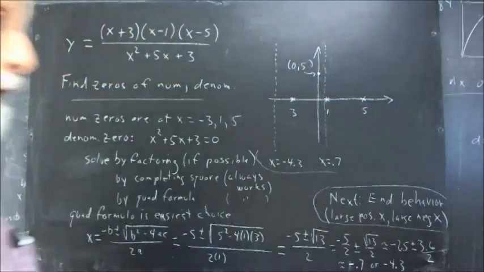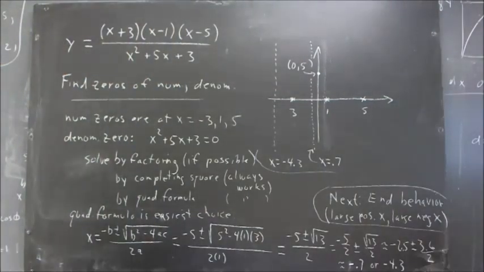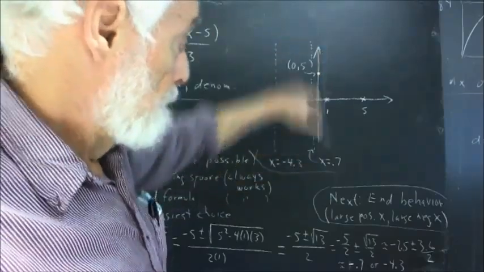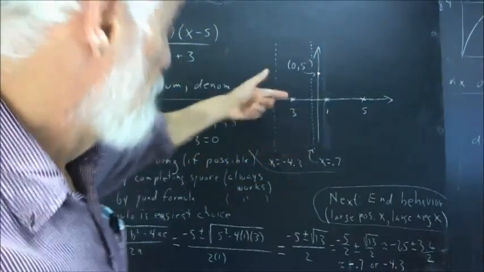So I'm going to make that change off camera. And now the graph appears correct. And we have x equals negative 0.7. That'll be a suspected vertical asymptote.